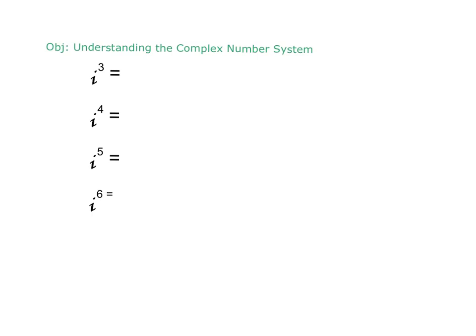All right, so what do you think i to the third is going to equal? Well, we could rewrite it as i squared times i. But what's i squared equal to? That's -1 times i, so we get -i. What would i to the fourth equal? Well, i to the fourth would be i squared times i squared, right? Because we add our exponents. What's i squared equal to? So -1 times -1 equals 1.